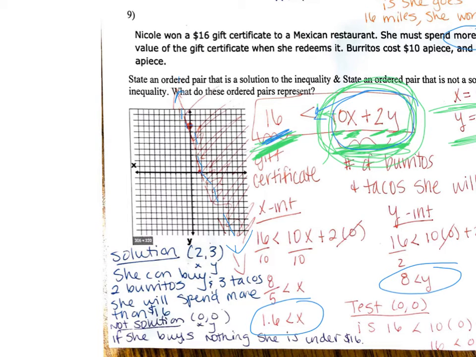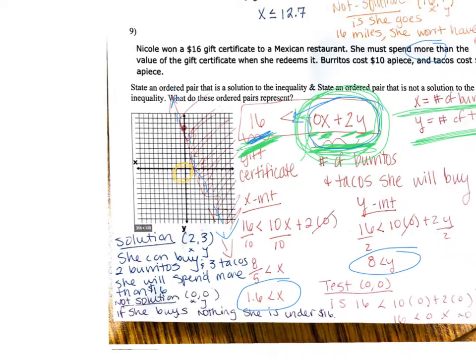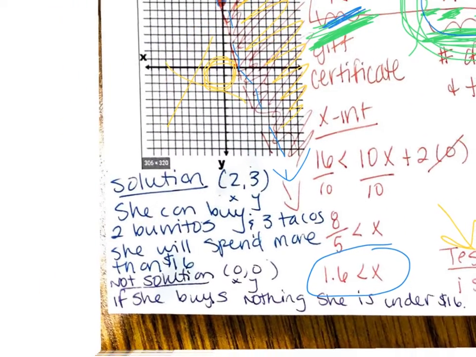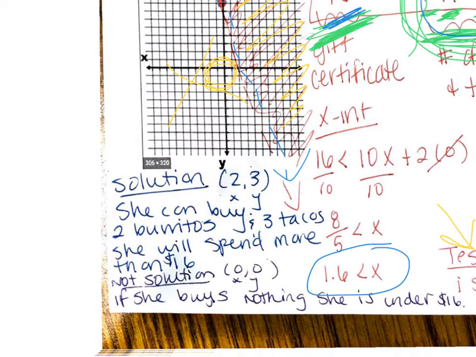I tested 0, 0 right here. And so when I plugged in 0, 0 for x and y, I asked myself, is 16 less than 10 times 0 plus 2 times 0? Is 16 less than 0? No. So I did not shade the side that 0, 0 was on because it was false. So I shaded the other side. Ordered pairs in the shaded region are solutions. So one of the solutions, an ordered pair that I found in the shaded region, was 2, 3.